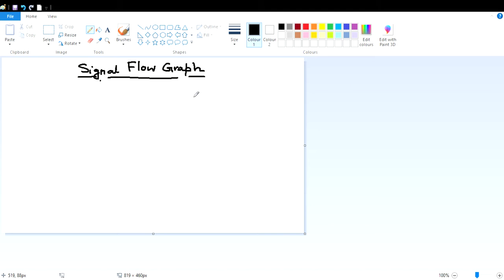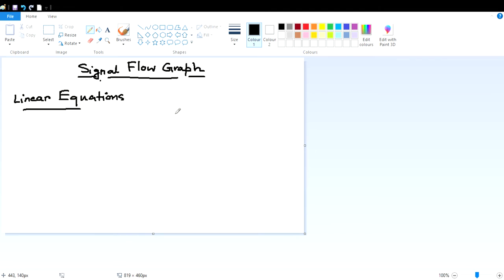So in this video we are going to learn how we can draw signal flow graph from a set of linear equations. So suppose I have four sets of linear equations. First I am writing the equations and then I am explaining how we can draw the signal flow graph by virtue of these equations.